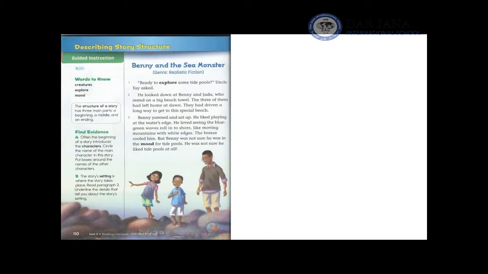We remember that our characters were Uncle Tay, Benny, and Jada. Also, the setting was at dawn at a special beach. The problem was Benny was not sure he was in the mood for tide pools. Keep in your mind that the setting, the characters, and the problem are found in the beginning of the story.